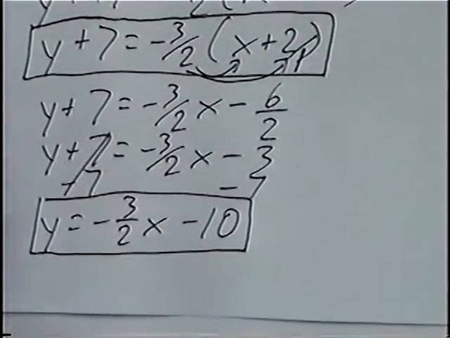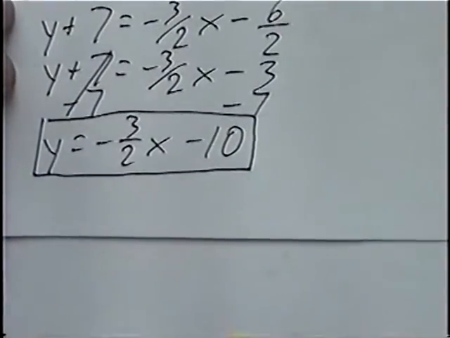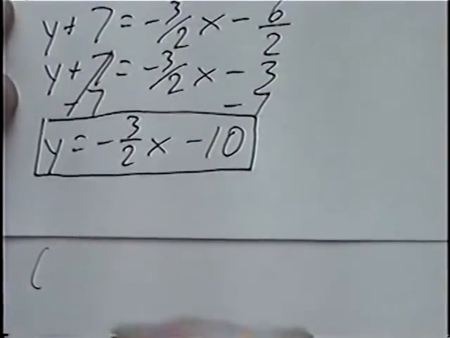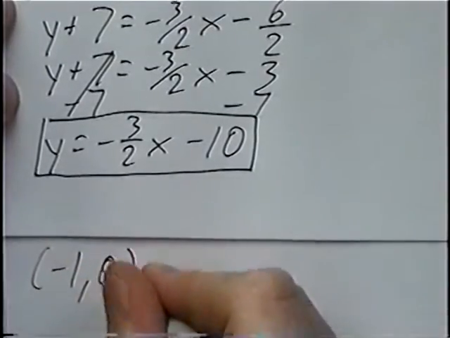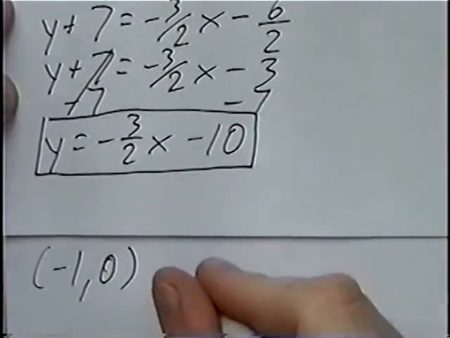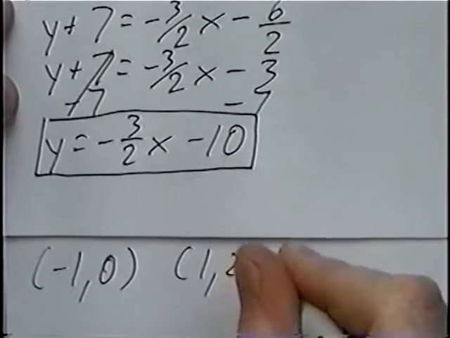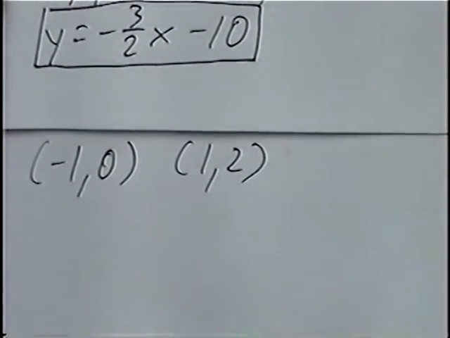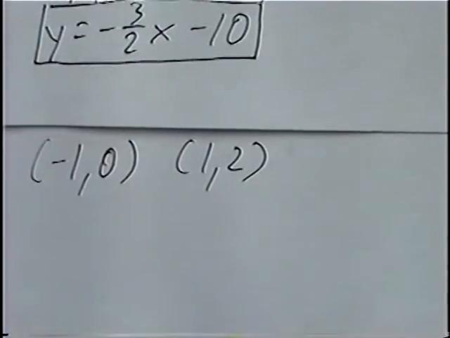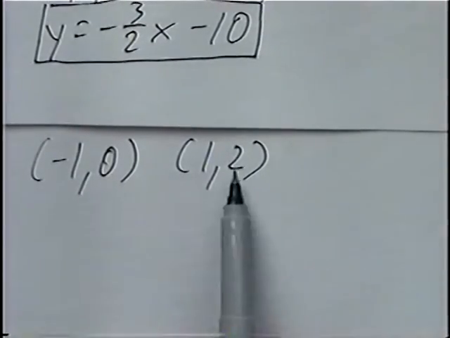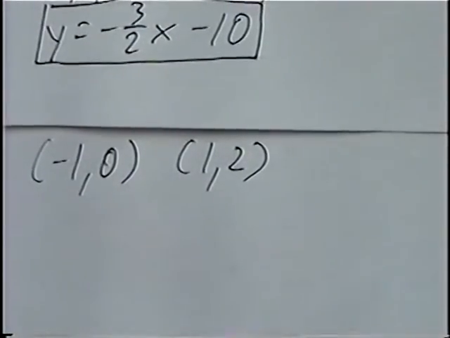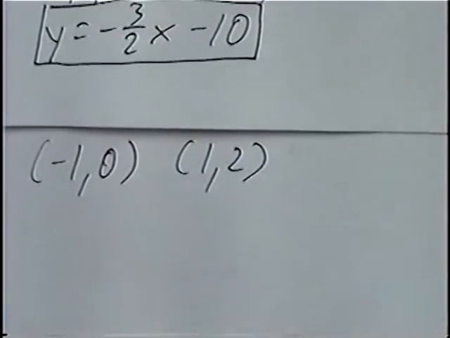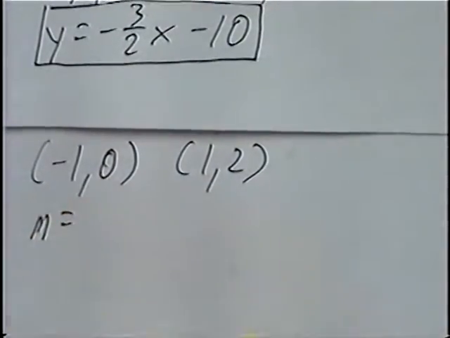And last question for the section. We'll have 2 points. The first point is negative 1, comma 0, and the second point is 1, comma 2. Using these 2 points, we can write 2 equations. The first equation in point-slope form, and the second equation in slope-intercept form. Since we have 2 points, but we don't have the slope or letter m, we can use these 2 points to find the slope, or find what m equals.